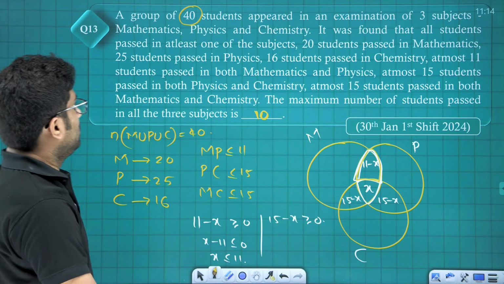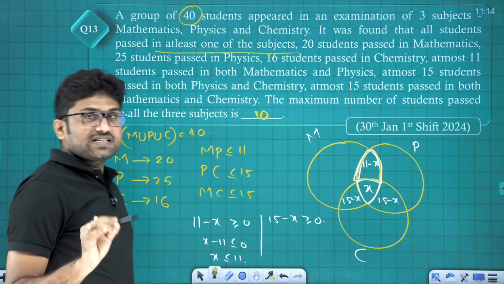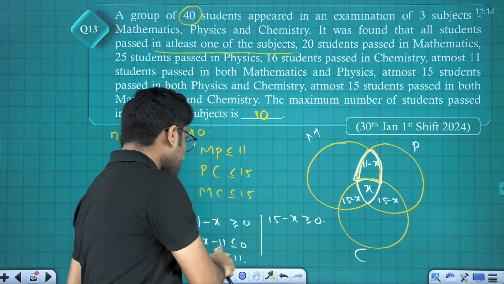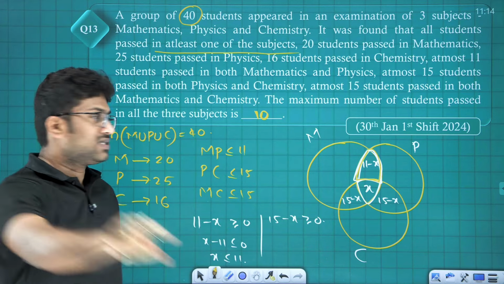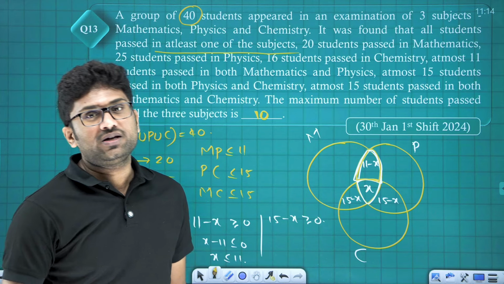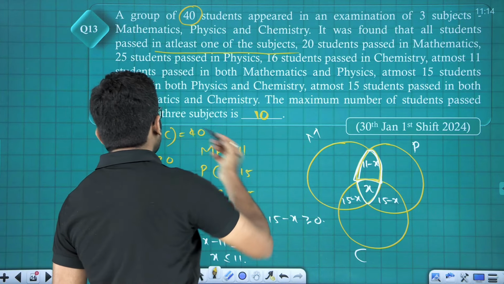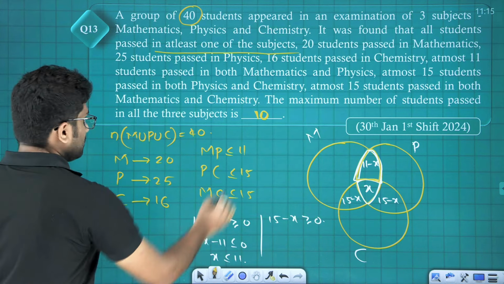Clear? So it was found that all the students passed in at least one of the subjects, as they have given. This portion should not be 0. So X minus 11 should be less than or equals to 0, but X can't be 11. Why? Because if X is 11, this portion is getting 0. So next to 11 we have 10. So the maximum value of X can be 10. So the maximum number of students passed in all the three subjects is 10. X is equals to 10.